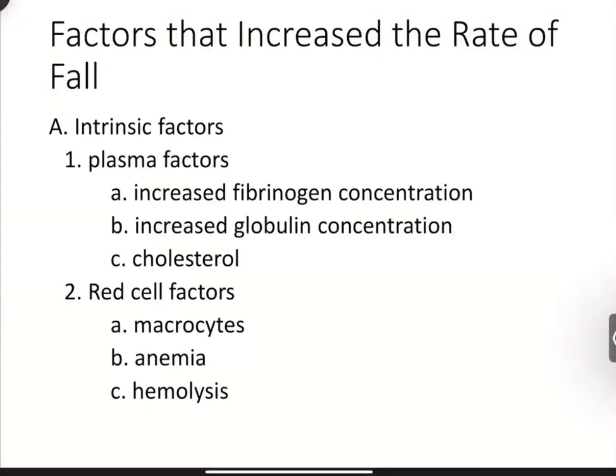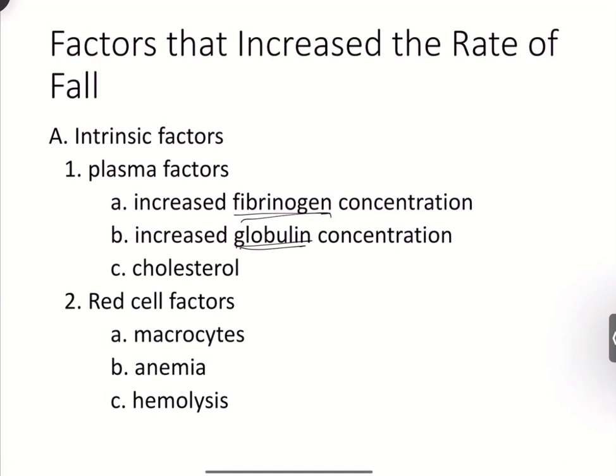Factors that increase the rate, as I said, are intrinsic and extrinsic. We have the plasma factor: an increase in fibrinogen content. Your fibrinogen will signal the clotting of your cells. That's why when your red blood cells stick together, they will be heavier, so the ESR fall will be increased. Increased hemoglobin concentration also increases the rate of fall. Why? Because your RBCs will be heavier because of the hemoglobin content.